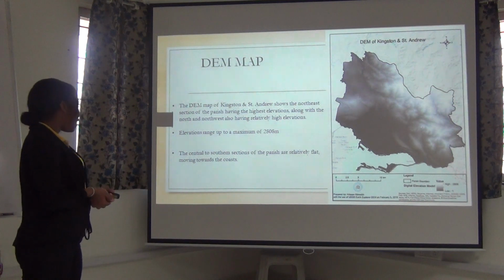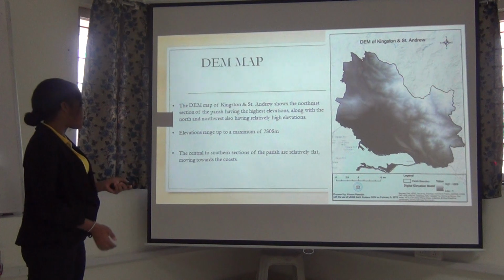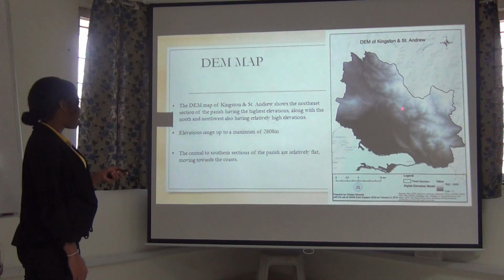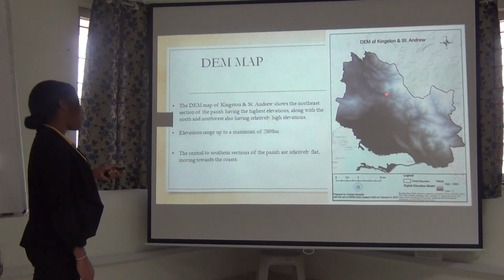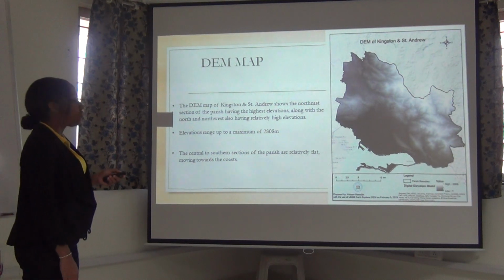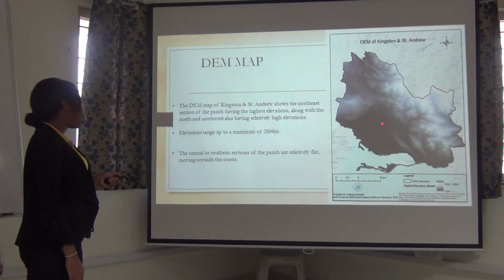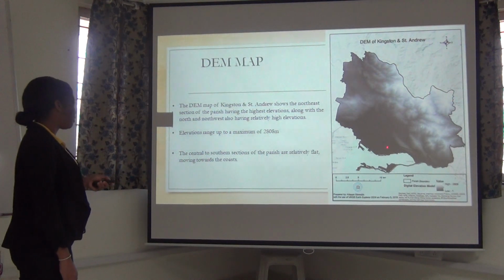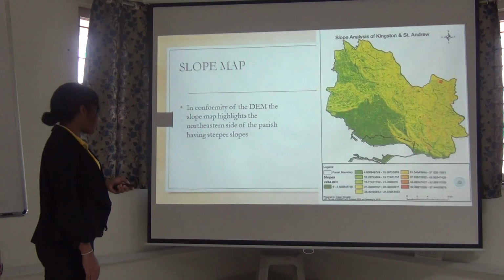So our DEM map of Kingston and St. Andrew shows the northeast section of the parish having the highest elevation, and as we move along the north and northwest, they also have relatively high elevations. The elevations range up to a maximum of 2,800 meters, and the central and southern sections of the parish are relatively flat as we move towards the coastline.